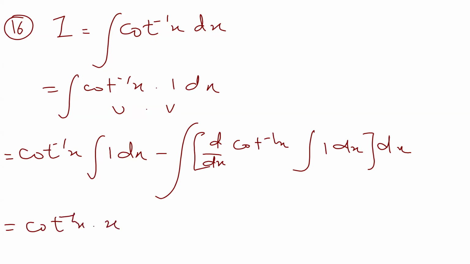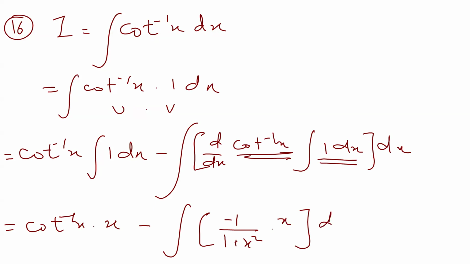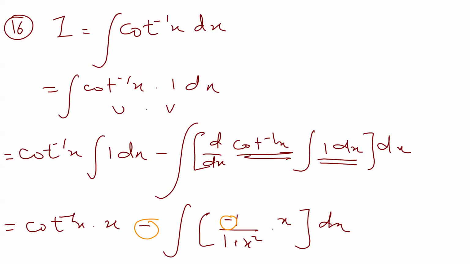Cot inverse of x into x, minus integration of derivative of cot inverse x, which is minus 1 upon 1 plus x square, into integration of 1, which is x. So now this minus and minus you make it plus. So x cot inverse x plus integration of x upon 1 plus x square.